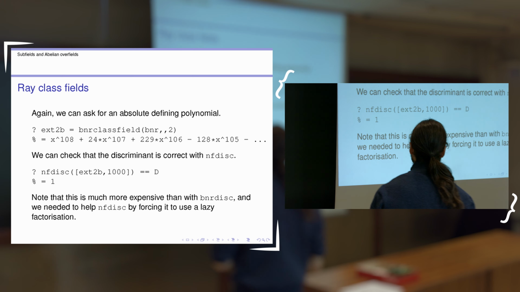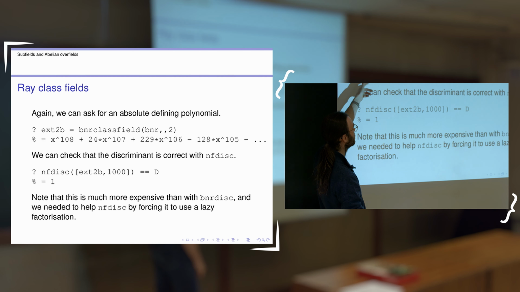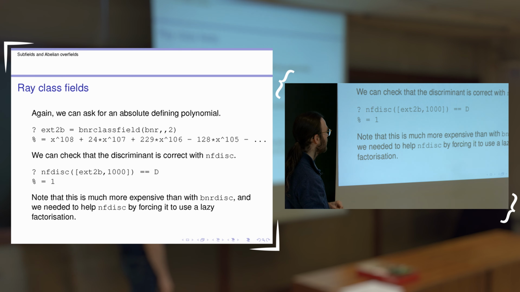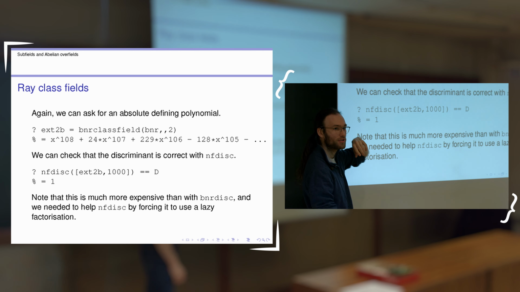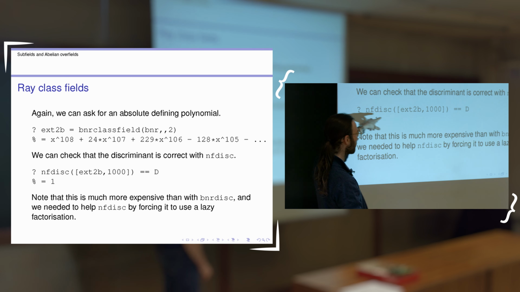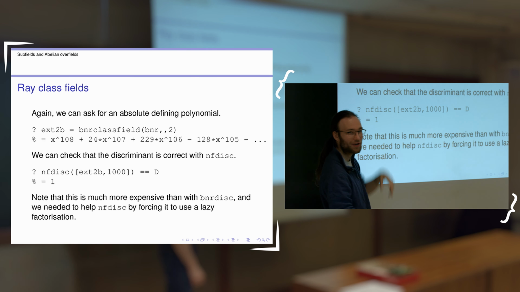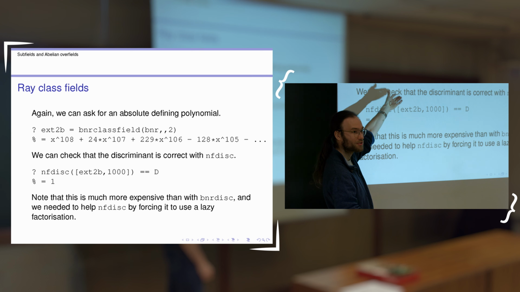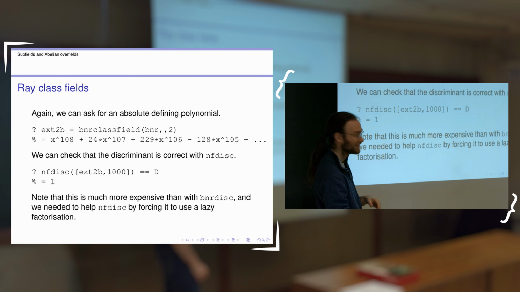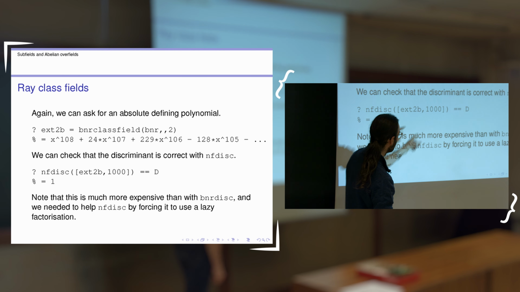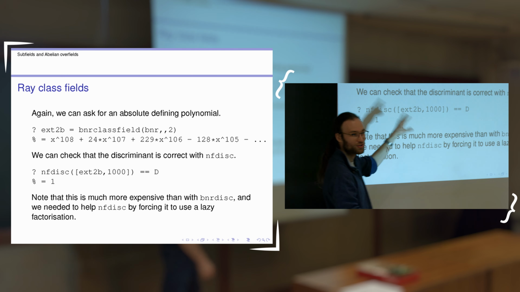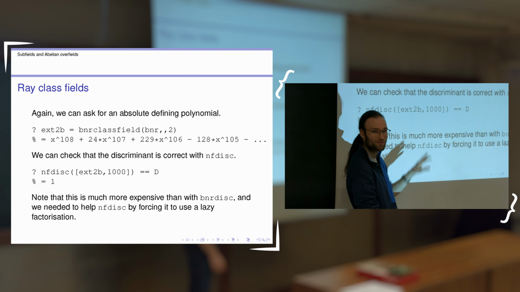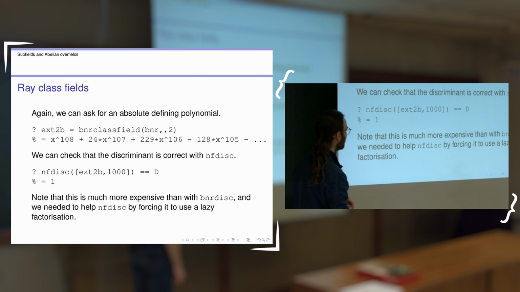OK, so yeah, again, if we want, we can ask for an absolute defining polynomial, and we can check that the discriminant we computed before was actually correct. But it's a bit tough because it's a degree 108 number field. So there's going to be a kind of ugly discriminant that you will have to factor in principle. And maybe you don't want to do that. So here I'm helping nfdisc by telling it, don't bother too much, just factor up to 1,000 and use that, and try to do something with the rest. And yeah, it gets the right discriminant.